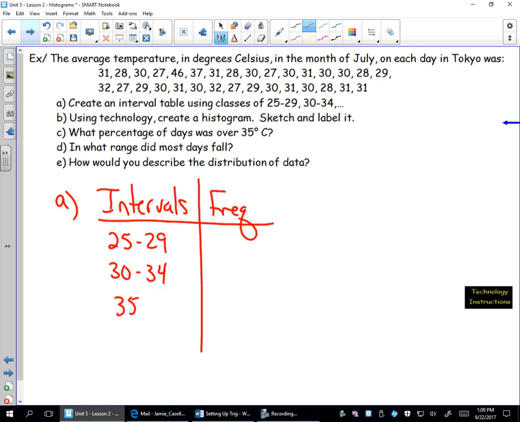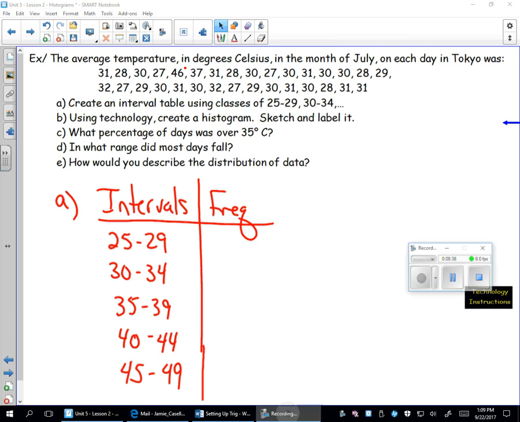The next one will be 35 to 39. The next one is 40 to 44. I know I can stop when I get to the highest piece of data, so let's locate that data. I think that's 46, so not quite big enough yet. 45 to 49. Okay. This part I have to do by hand. I have to write the table out. It says create a table. The calculator won't do that for me. But the rest, it will.